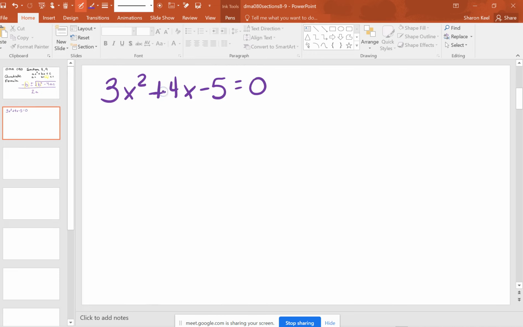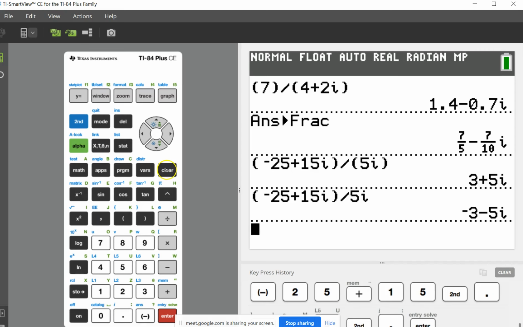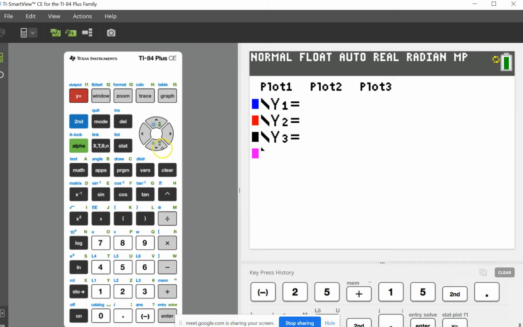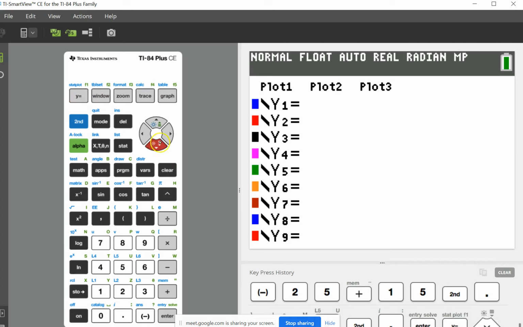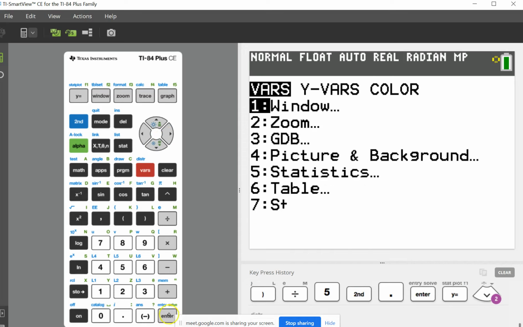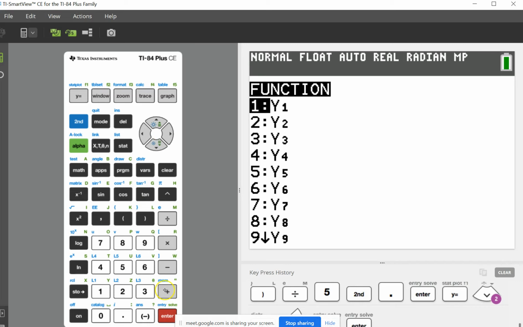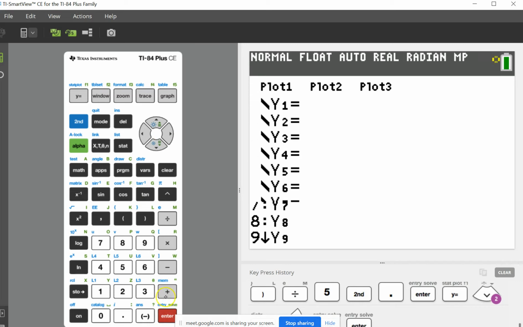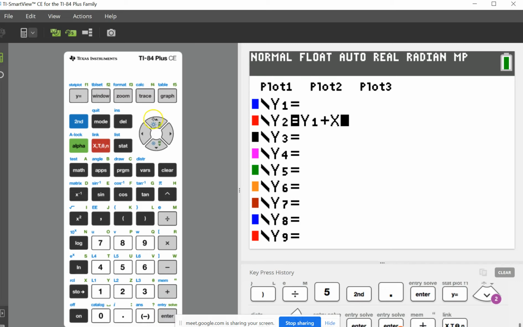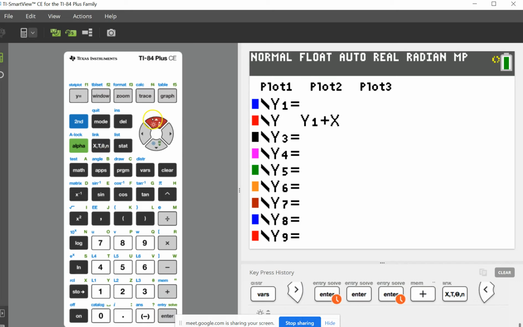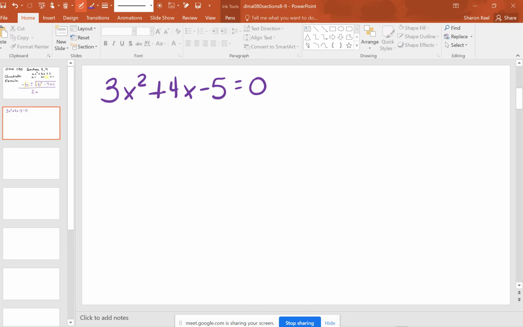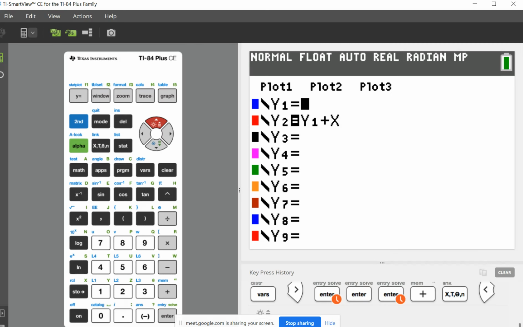That's a plus sign. Okay. So let me just review with you. Let me come to my calculator. Let me go to y equals. On the second row, I'm going to put my y1 plus x. And then on my first row, for this particular problem, I would have said 3 times negative 5 is negative 15. So I would have typed in negative 15 divided by x, second table.